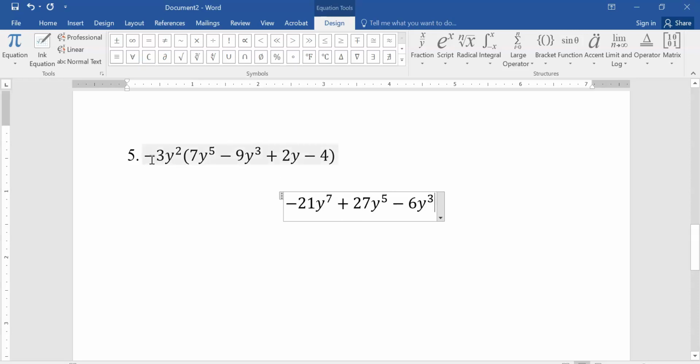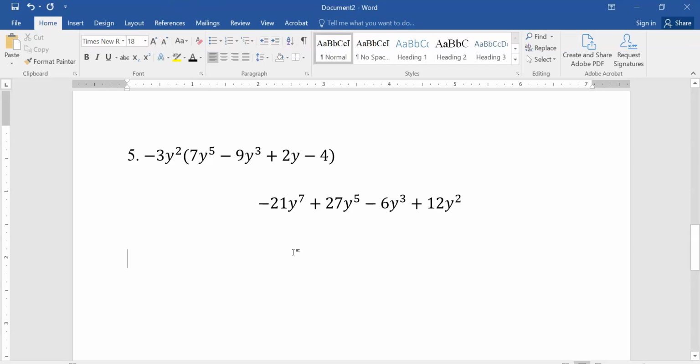And then the last term we are going to get here, negative 3y squared times the minus 4. We're going to end up with a plus 12y squared. Negative 3 times negative 4 is 12. And then obviously y squared times no variables is just still y squared. And so that is how we multiply a monomial times a bigger polynomial.